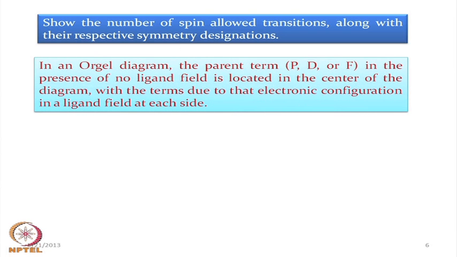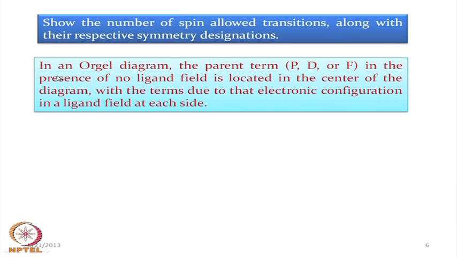So, basically these states show the number of spin allowed transitions, because if we consider that only triplet to triplet transition or singlet to singlet transition is allowed, then the corresponding spin values of those terms can be identified, and we can put the corresponding arrow between those two terms for the corresponding electronic transitions. And with those allowed transitions we can have the respective symmetry designations also, whether it is A1G or A2G, because they have two different symmetry levels.